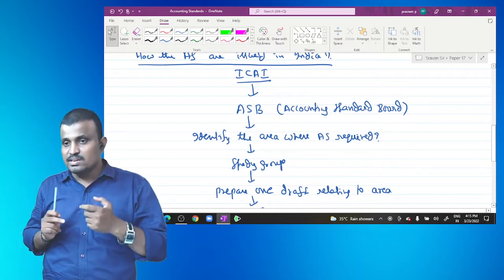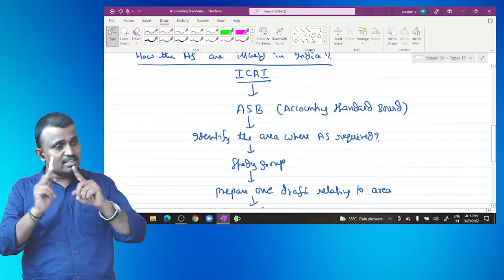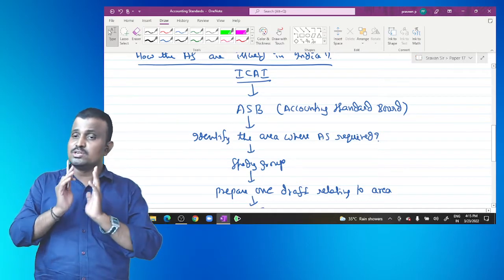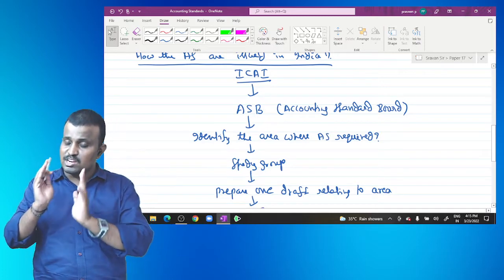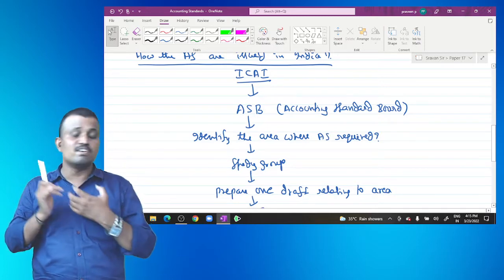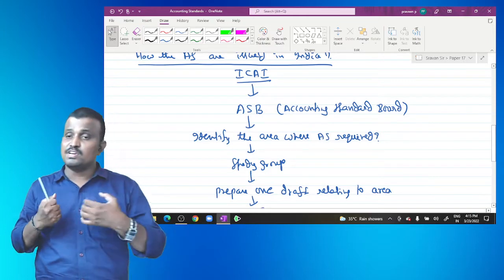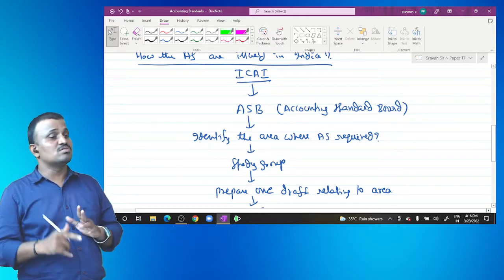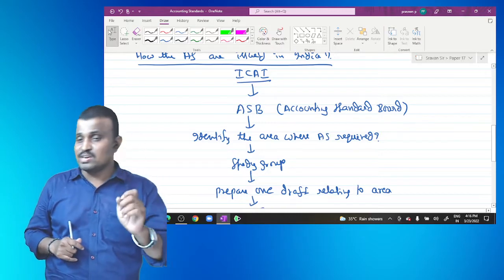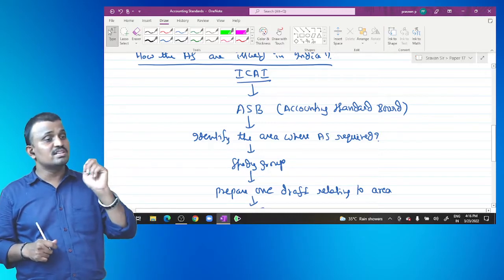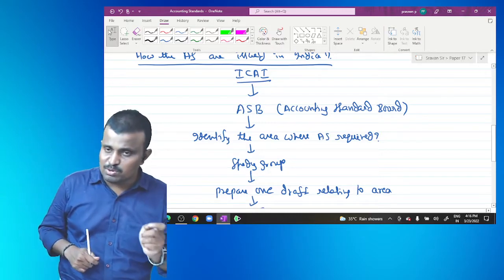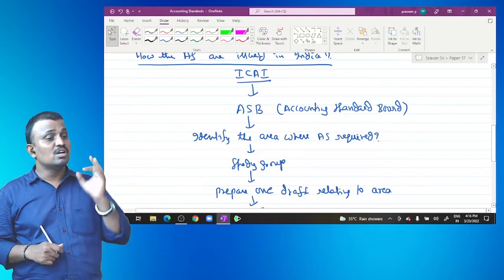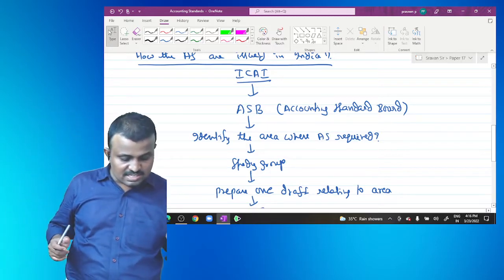provided to ASB. Then ASB finalizes the draft and issues it to the respective members of the industry by way of accepting comments. Then after considering the comments, the final draft is sent to the council. Then the council issues the accounting standard. Then the accounting standard is sent to the Companies Act for approval. Then that is said to be our notified accounting standard.